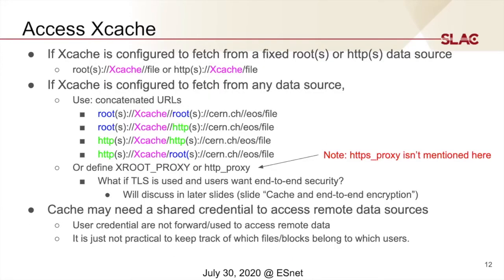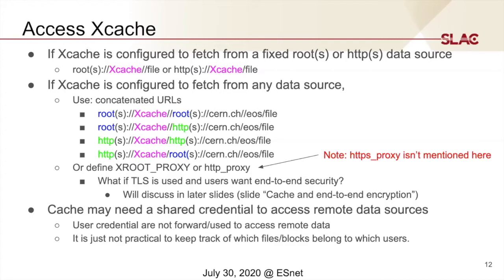So to access Xcache, if Xcache is configured to only fetch data from a fixed location with either root or HTTP protocol, then in the URL you only need to specify the Xcache hostname. You give the protocol, the Xcache hostname, the port number, and then the file path, and then you will be able to access it.